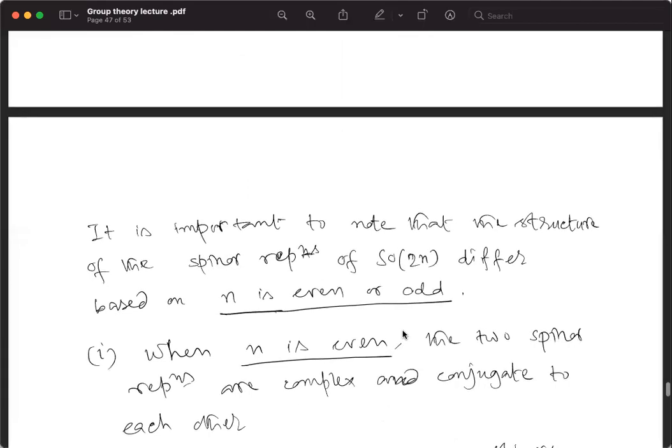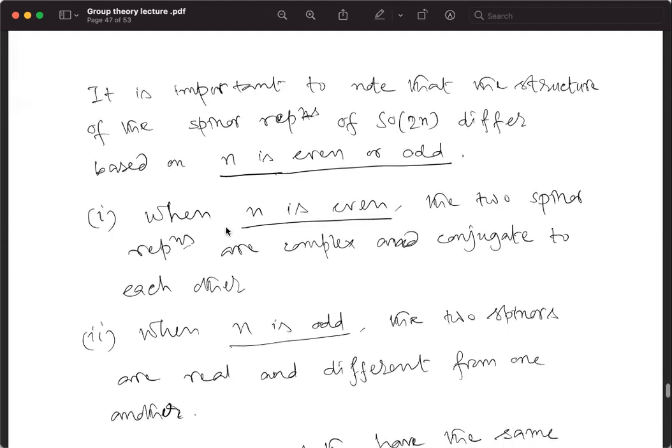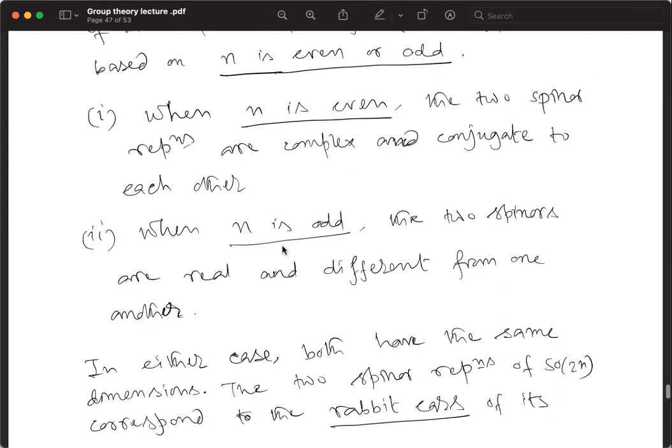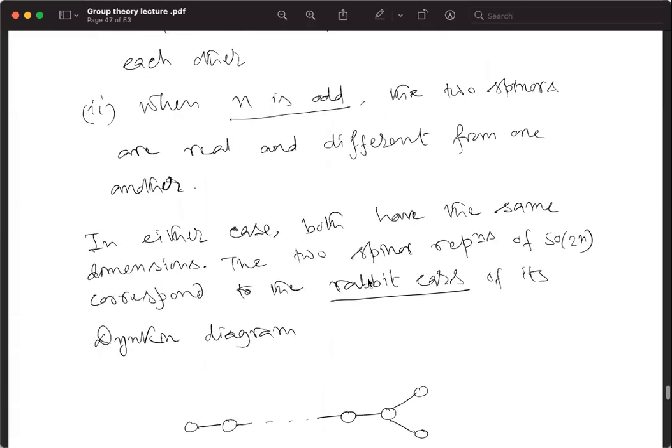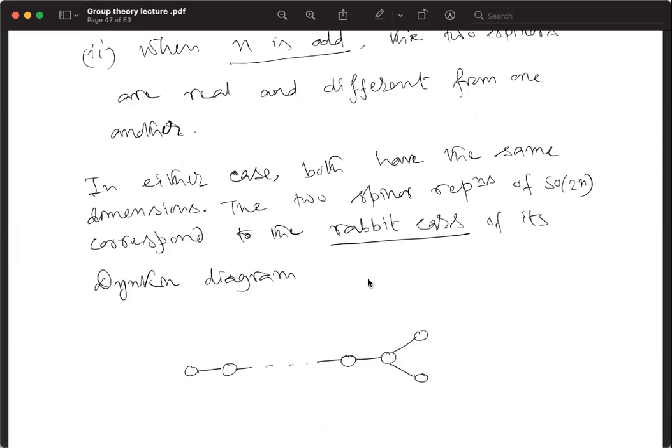Now, it is important to note that the structure of the spinor representations of SO(2n) differs based on whether n is even or odd. For example, when n is even, the two spinor representations are complex and conjugate to each other, like for SO(8) when you consider it. But when n is odd, the two spinors are real and differ from one another, which we have seen earlier. In either case, both have the same dimensions.